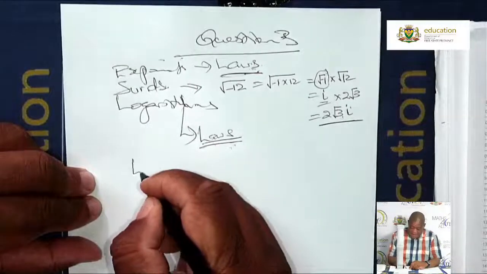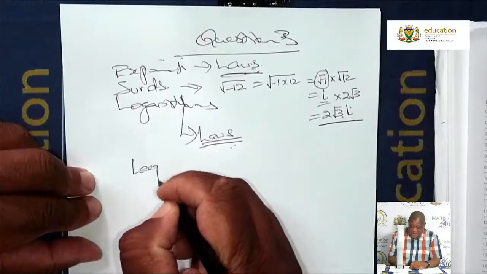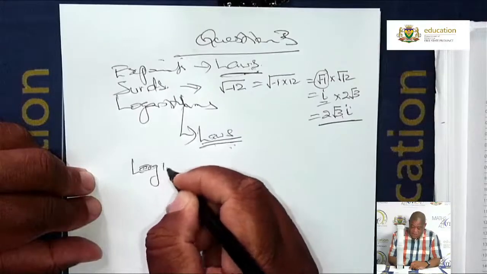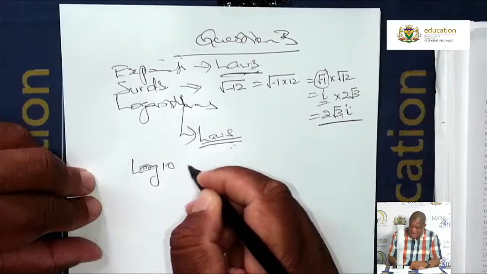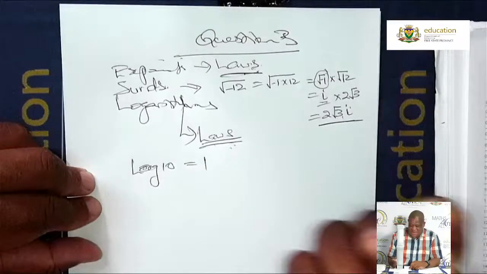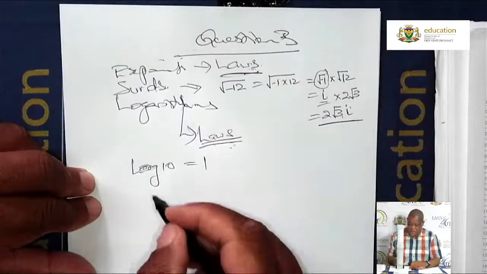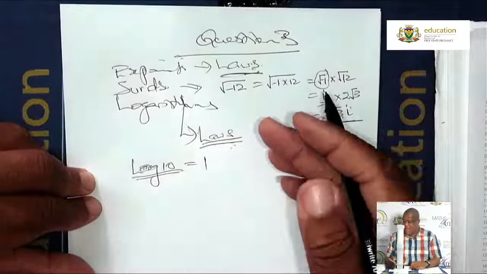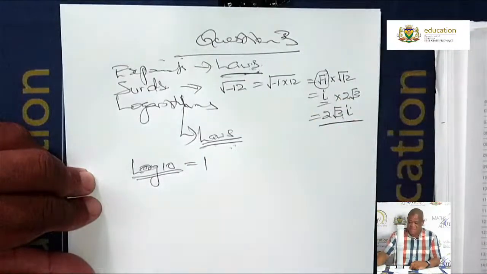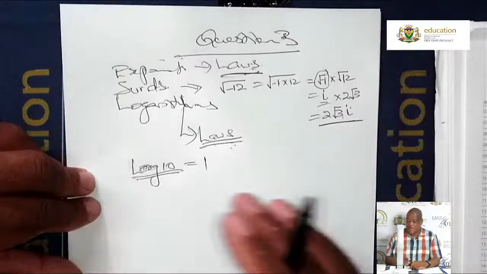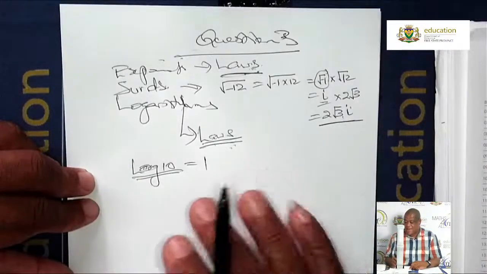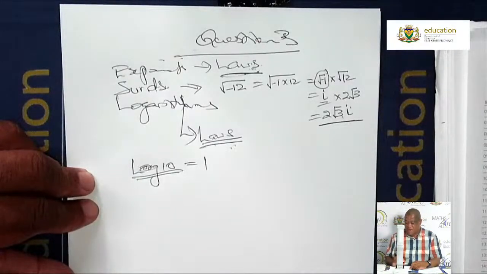Let us not forget simple things like the log of 10, that will always give us a 1. That should always come to our mind. If a question is given, once we see log 10, we just bring it to a 1 and simplify whatever.